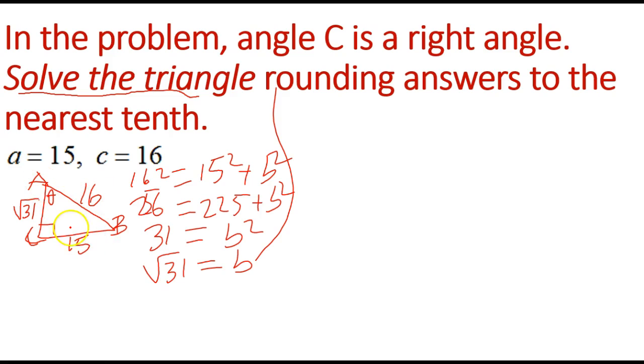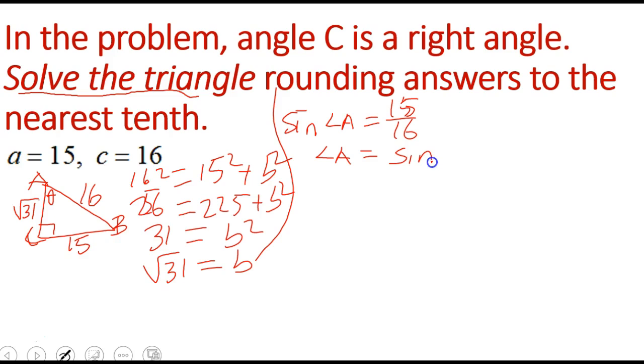So sine of angle A is opposite over hypotenuse. So sine of angle A equals opposite over hypotenuse. And then to find angle A, we are going to take the inverse sine of 15 over 16. So angle A is going to be the inverse sine. Plug it into your calculator.